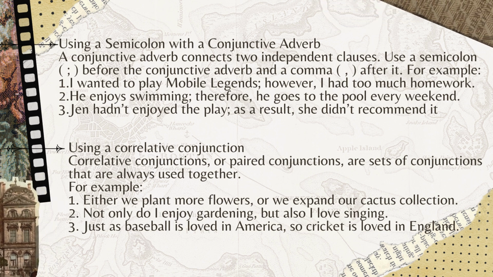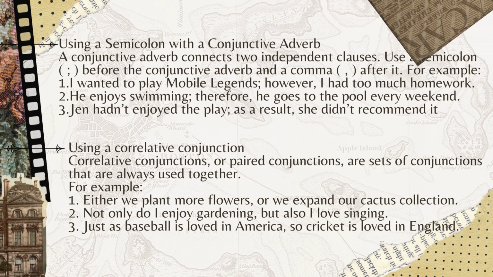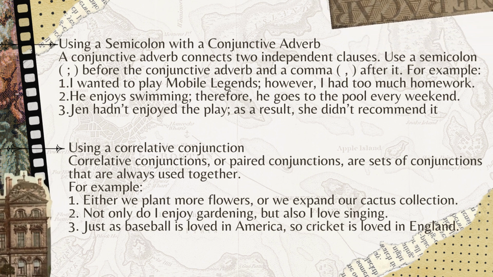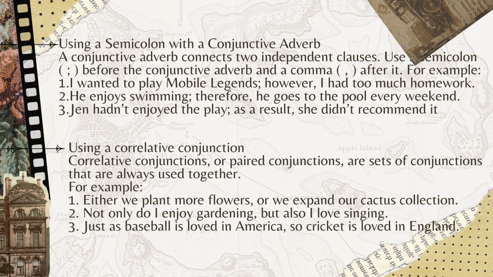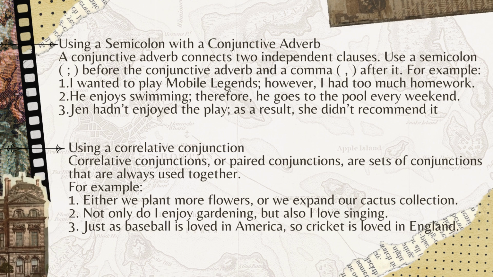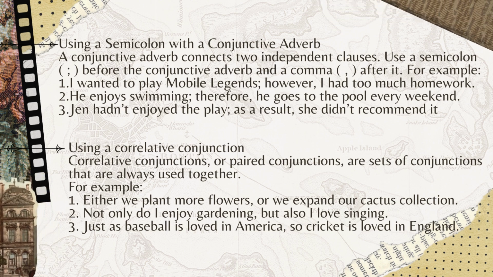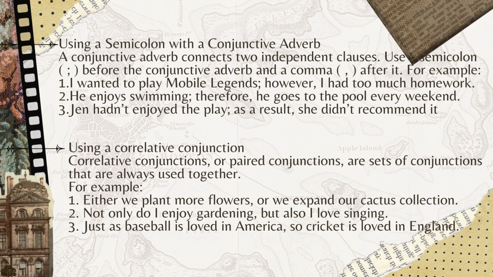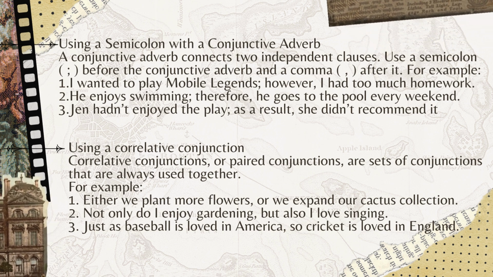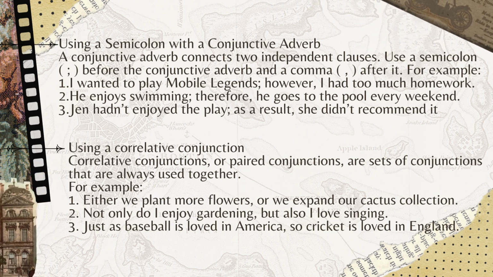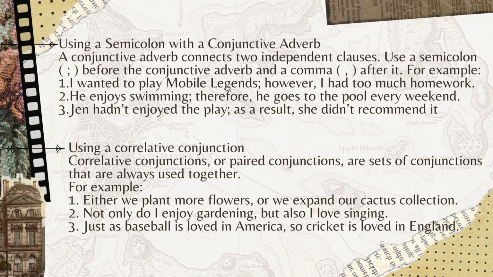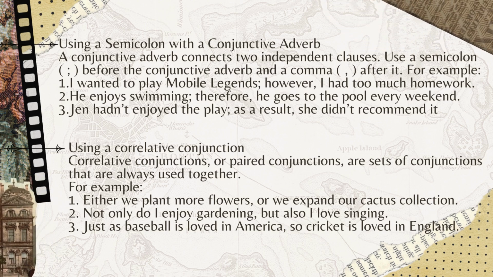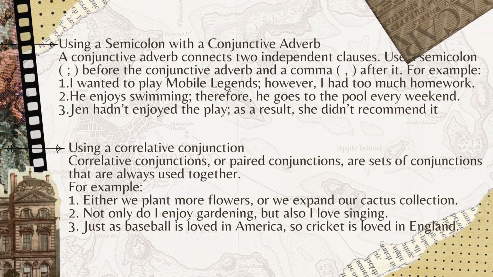Using a correlative conjunction. Correlative conjunctions, or paired conjunctions, are sets of conjunctions that are always used together. Since they come in pairs, with each conjunction preceding an independent clause, they can join a maximum of two independent clauses together. Some of the most common correlative conjunctions are either, or; just as, so; neither, nor; not, but; not only, but also; whether, or.